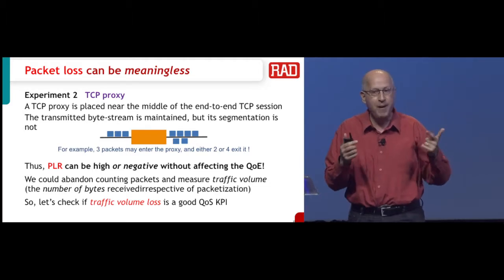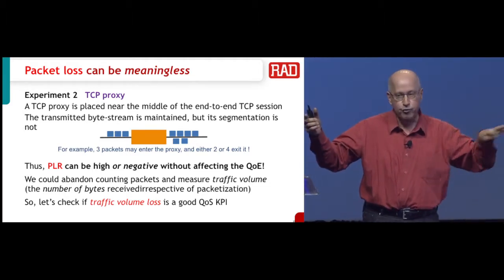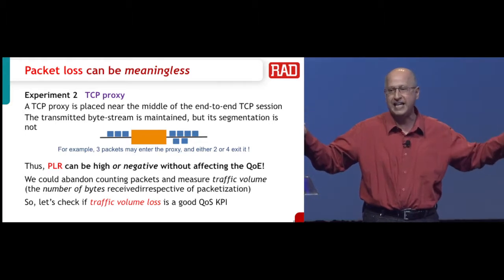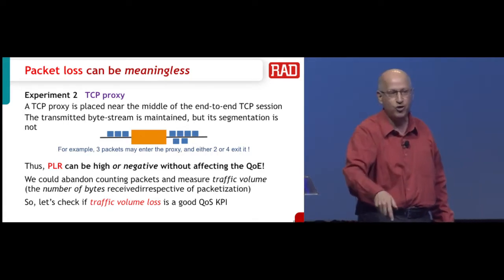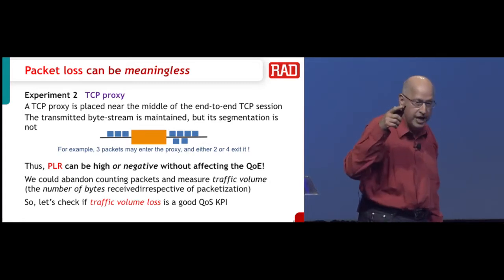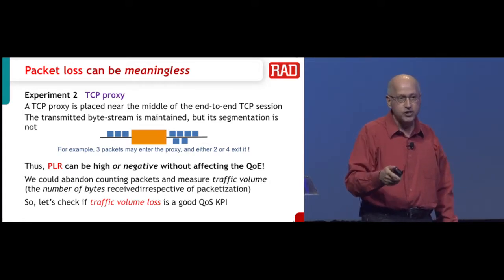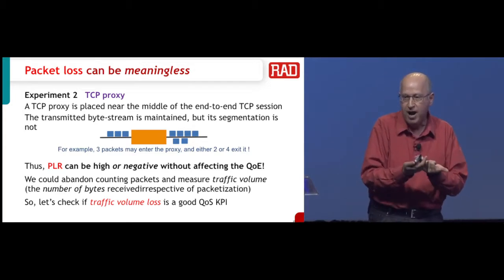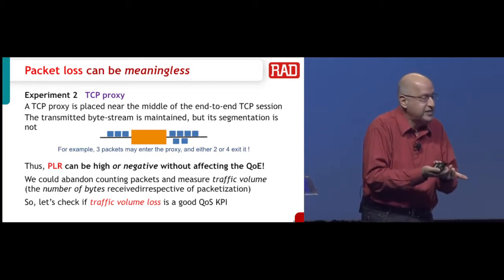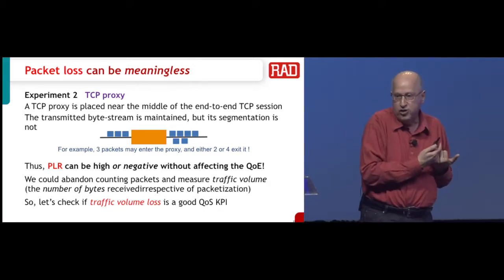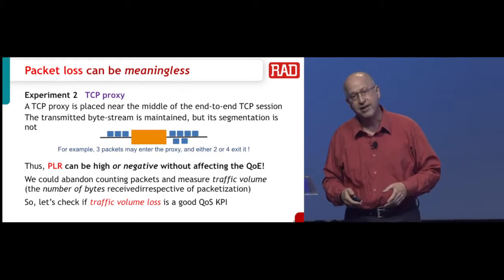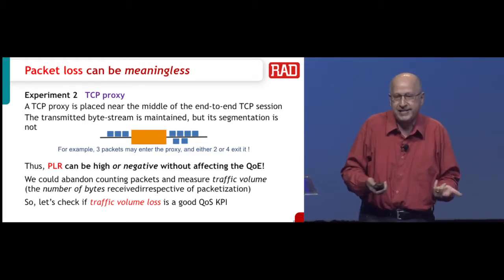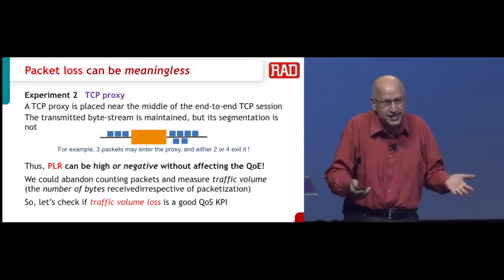So notice that if you measure packet loss over the end-to-end path, if 3 went in and 4 came out, you actually have negative packet loss, whatever that means. And if 3 went in and 2 came out, then you have high packet loss. But what is the TCP proxy doing? It's reducing your delay. It's improving your quality of experience. So if you have packet loss because of the TCP proxy, it's because the quality of experience has been improved. If you take it out, there's no packet loss, but the quality of experience is worse. So I know you're looking at me and saying, OK, that's a funny case because we're counting packets instead of bytes, right? Had I counted bytes, it'd all be OK.